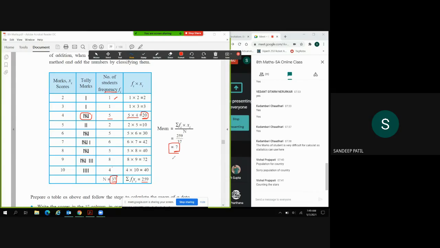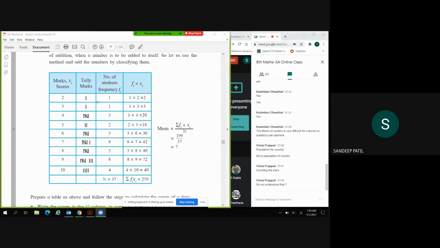सो अगर हमें किसी का भी मतलब इस मीन से क्या पता चलता है बेसिकली, कि हमारा डेटा जो है वो किस पॉइंट या किस मार्क्स के आसपास ज्यादा है, राइट। सो इसमें हमें पता चला कि इसका मीन 7 है, तो पूरे क्लास का मिल के एवरेज 7 है। So this helps in understanding the people, and this frequency table helps us in understanding that how many students are there in two, like one. So only one student is there.